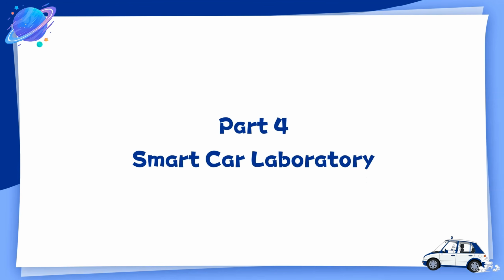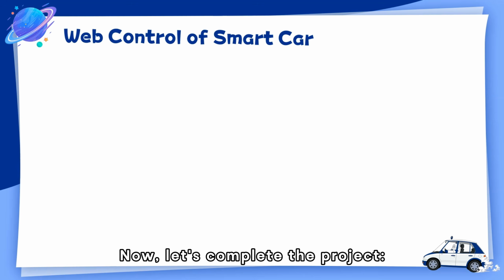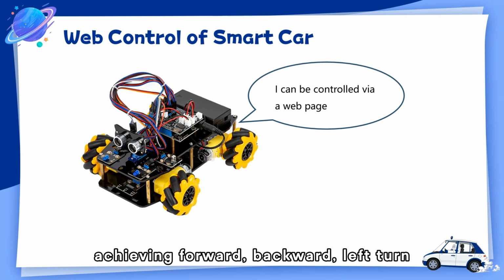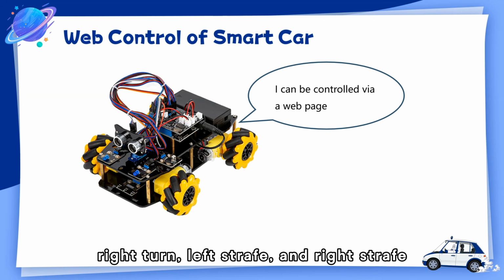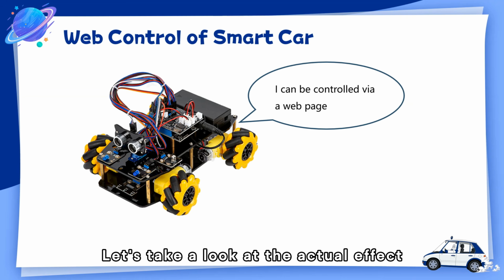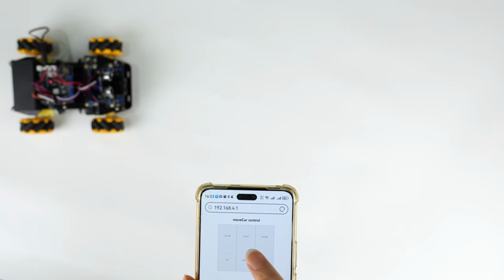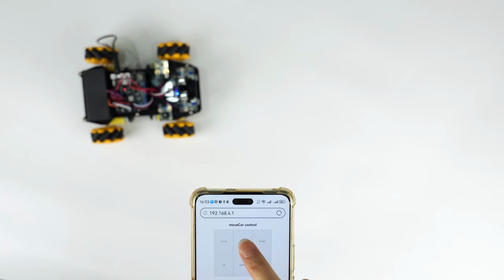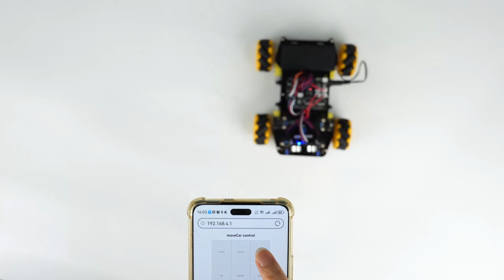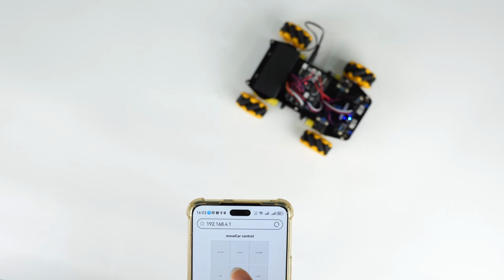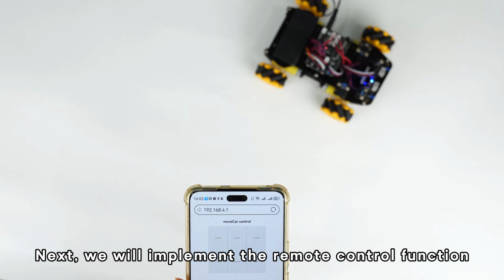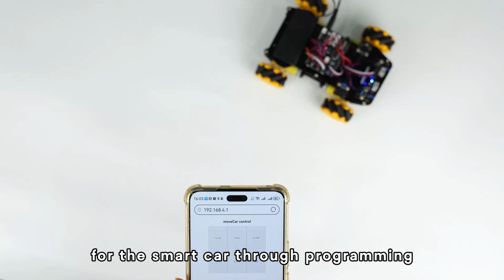Part 4. Smart Car Laboratory. Now, let's complete the project. Controlling the smart car's movement with a web page. Achieving forward, backward, left turn, left strafe, and right strafe. Let's take a look at the actual effect. Next, we will implement the remote control function for the smart car through programming.